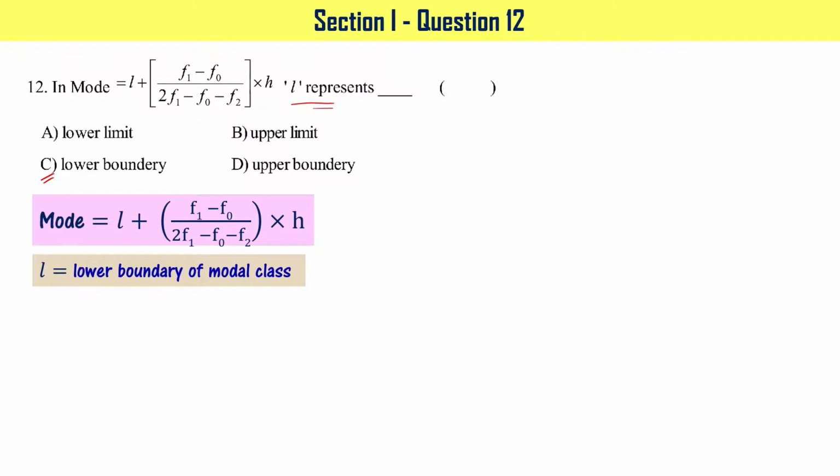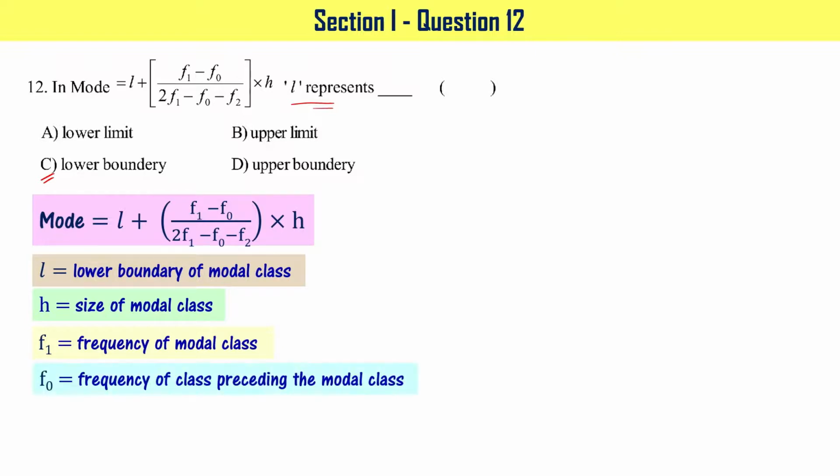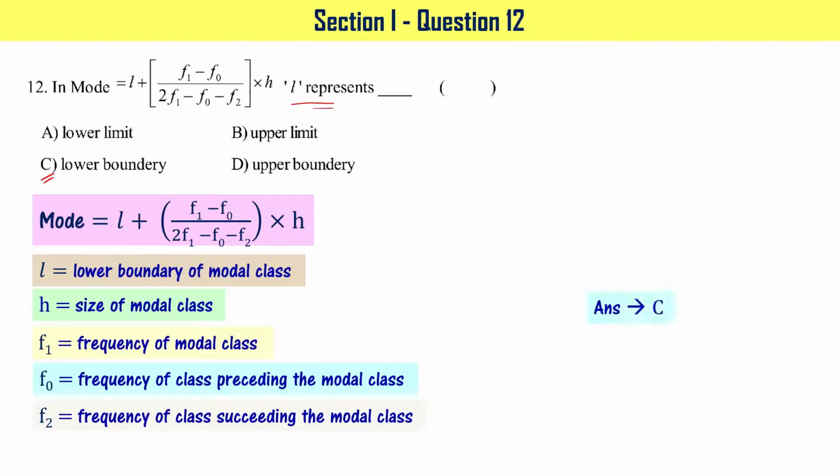It's better to recall what the other variables are. H denotes size of the modal class. F1 denotes frequency of the modal class. F0 is the frequency of the class preceding the modal class. F2 is the frequency of the class succeeding the modal class, right? Now to answer the question, we say choice C is the answer, right?